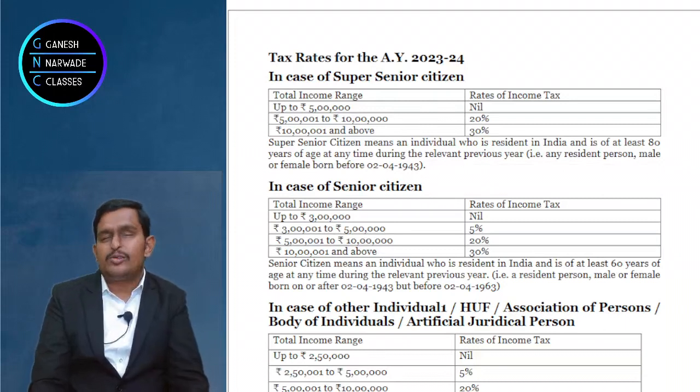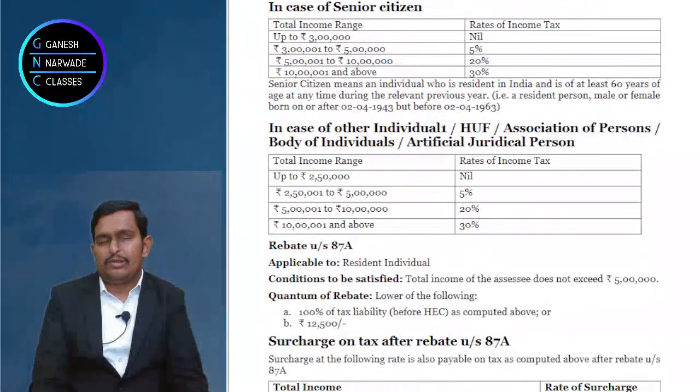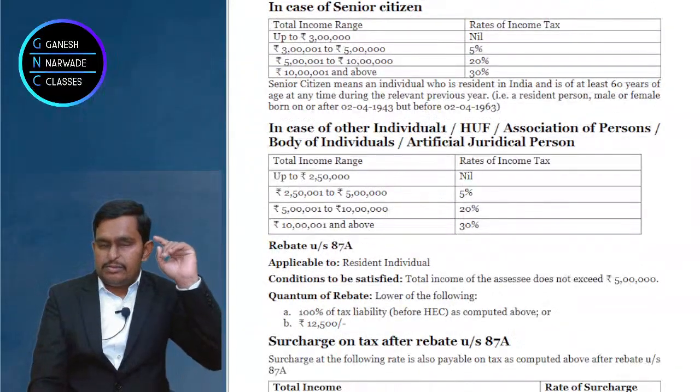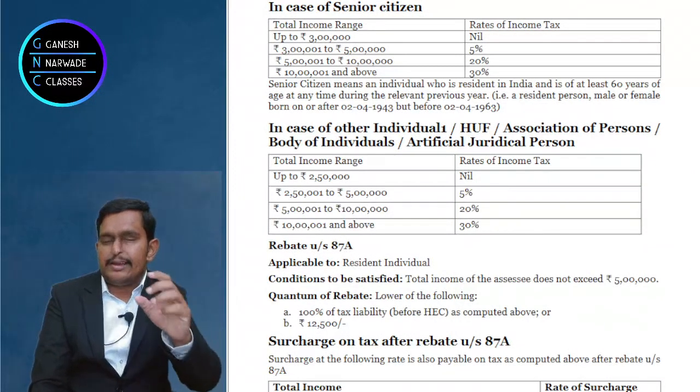We'll do numericals to get the confidence, don't worry. But first we should understand the concept, right? Now, let's come to the third part. Third part, we talk about all other individuals. Till now, resident senior citizen, resident super senior citizen over, right?